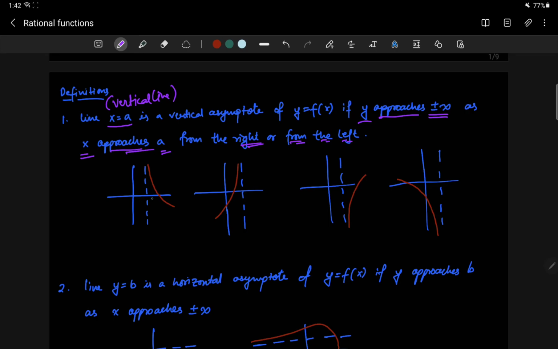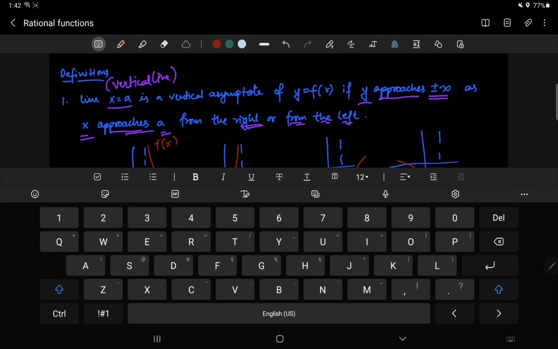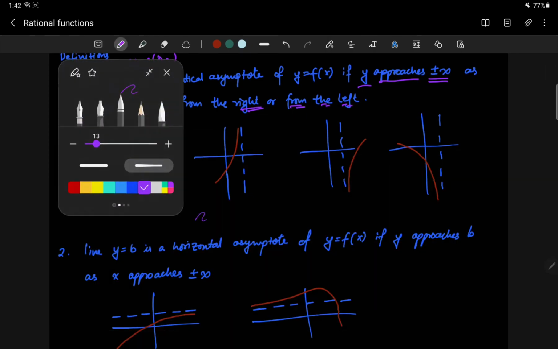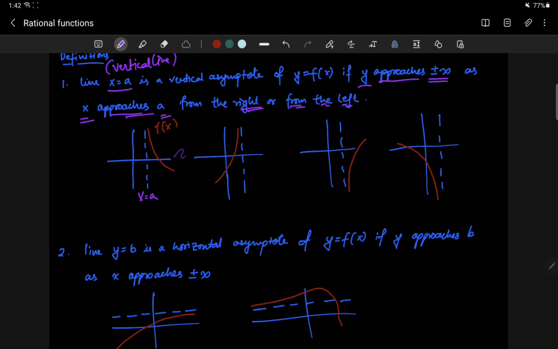What does that mean? Let's look at this first graph here. This is, suppose, x equals a, and this is f of x. What we are saying is, if we were to approach a from the right or from the left, it's an or, in this case it's from the right, we notice that the output goes more and more to infinity. Here, if you approach from the left, it goes more and more to positive infinity. Or it could go to negative infinity from the left. So those are the four cases that would make this a vertical asymptote.